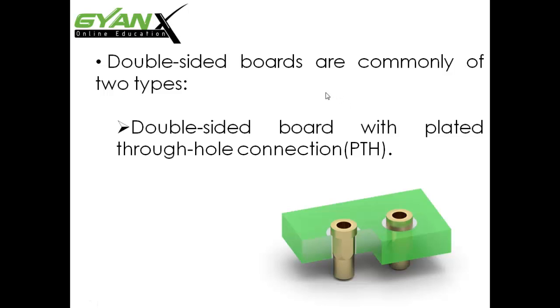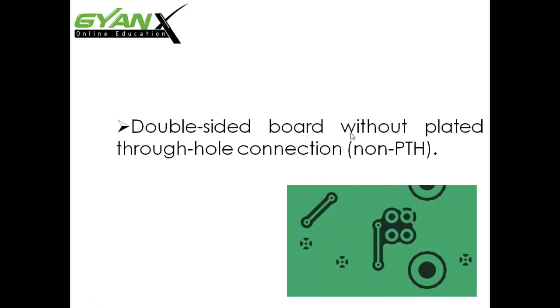Double sided boards are commonly of two types. One is the double sided board with plated through hole connection. In this diagram you can see the hole is totally plated. This is the PCB and this is the hole for the component placing. The other is the double sided board without plated through hole connection. In this diagram you can see there is no hole. Here also you can see there is no hole, only the connections are made.